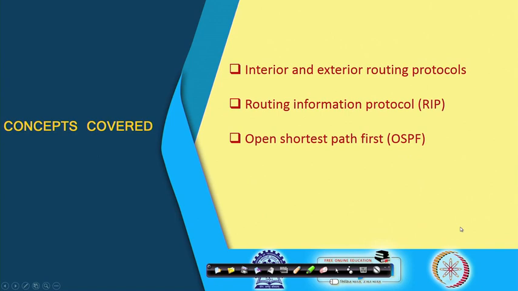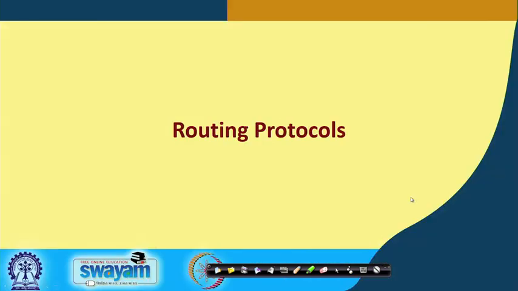In this lecture, we shall first be distinguishing between two different kinds of routing protocols called interior and exterior, and specifically we shall be briefly looking at two different practical routing protocols. One is called routing information protocol or RIP, the other is open shortest path first or OSPF. Let us see.